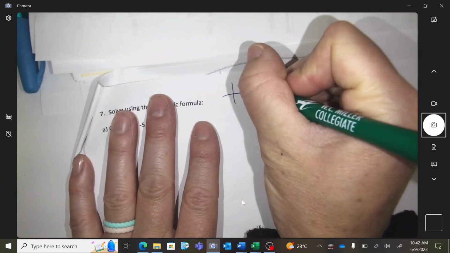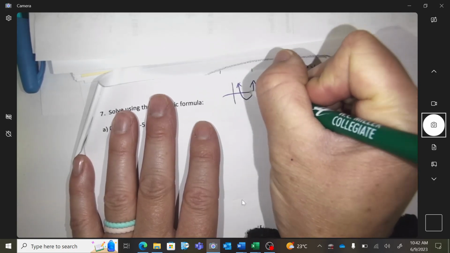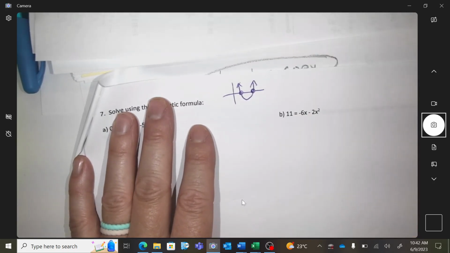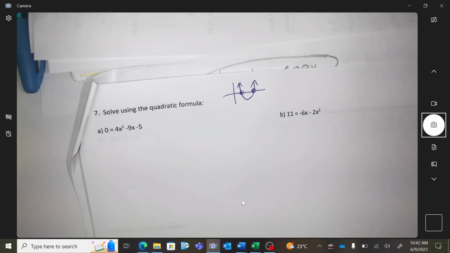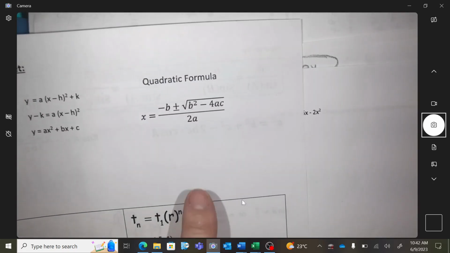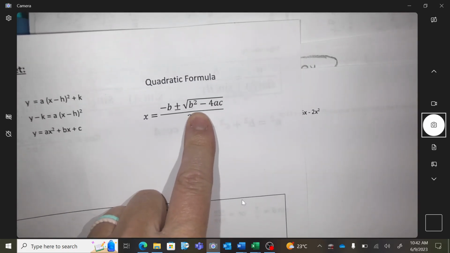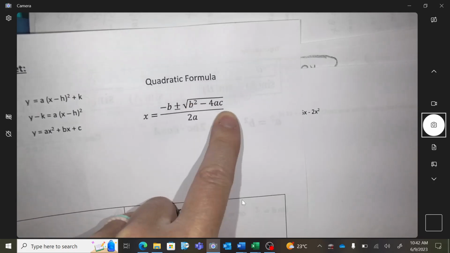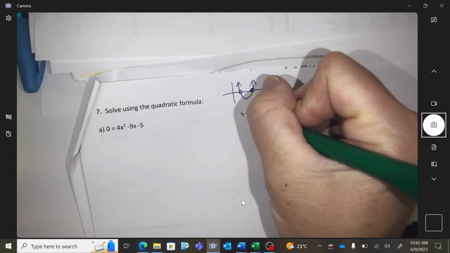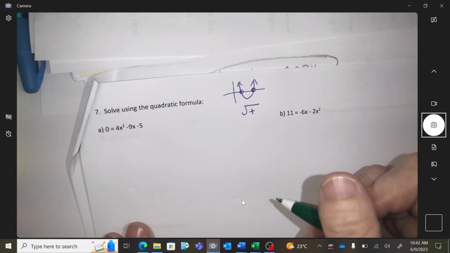So I could have a parabola that does this. I could have a parabola that does that twice. How do I know when I'm using this formula that that happened? What kind of number would you square root and get 2? If you square rooted a positive number, it would give you 2 things.